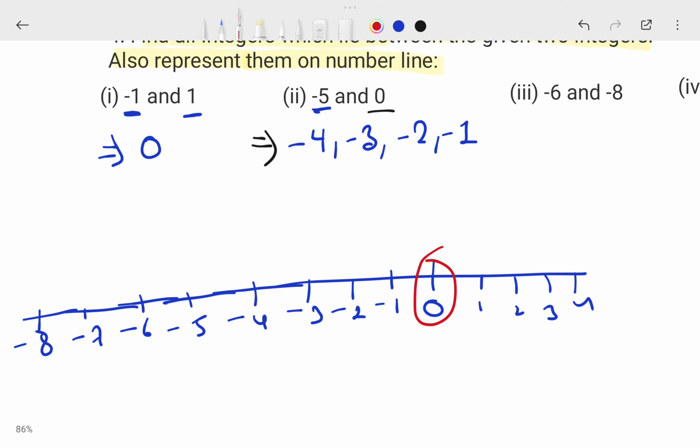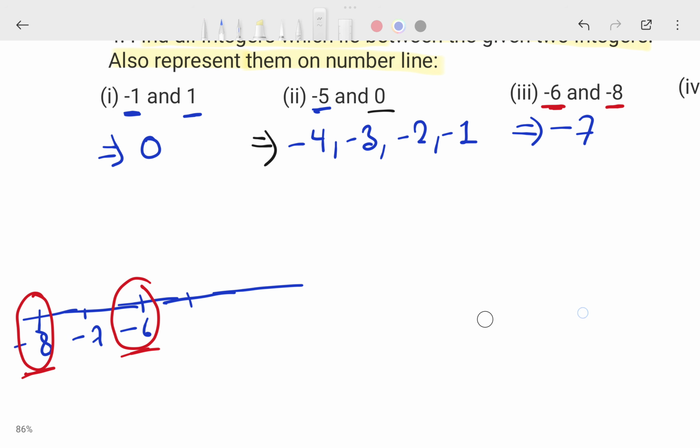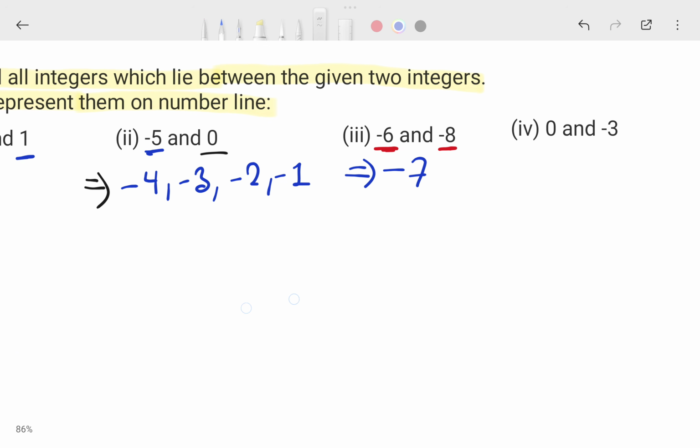Okay, right. So it is telling that from -6, where is -6? -6 is here. From -8 is here. So between -6 and -8, which number is there? -7 is there between them. So write the -7 here. Over. That is also completed. Okay now let's erase it. Now let's see that question.